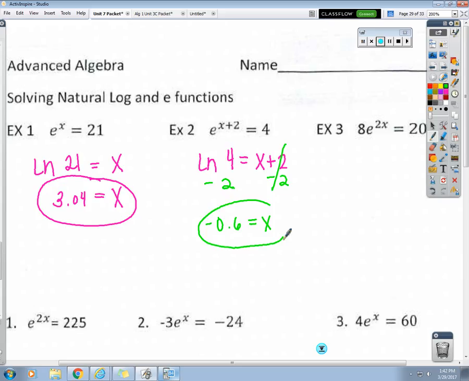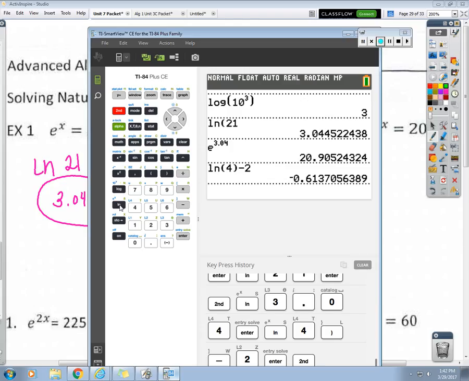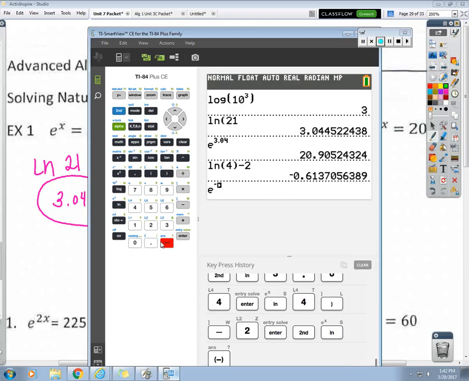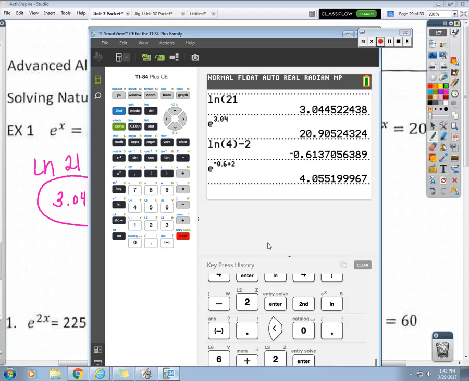negative 0.6. Okay, and just like always, we can check that. If I type in e raised to the negative 0.6 plus 2, it should be 4. e raised to the negative 0.6. And then what was it? Plus 2. And I get 4. So that means I have the right value for x.